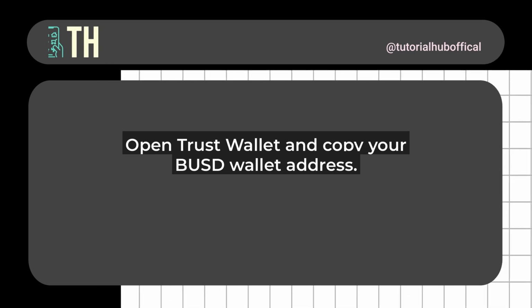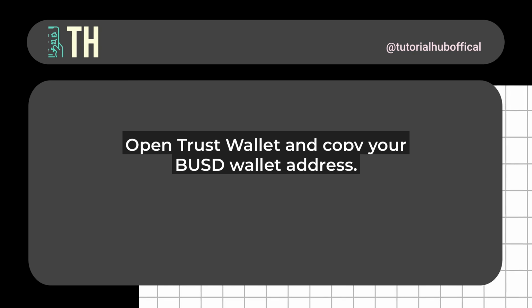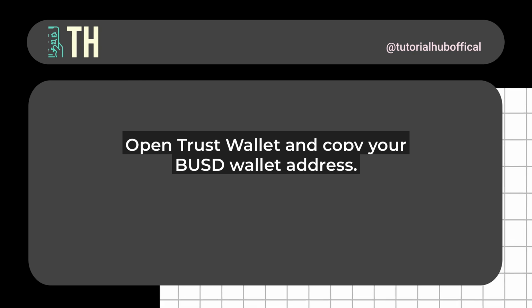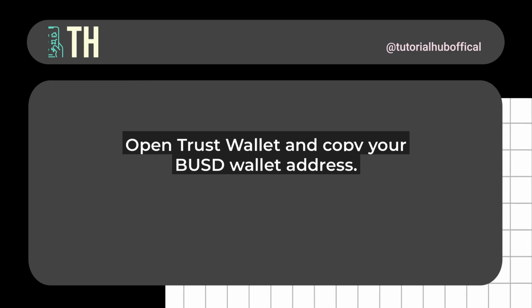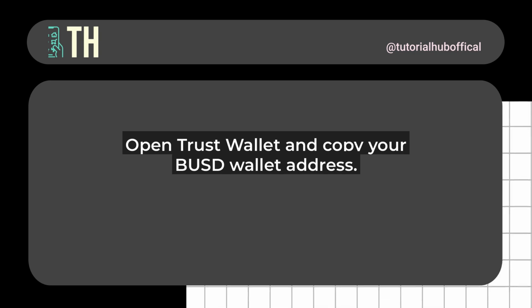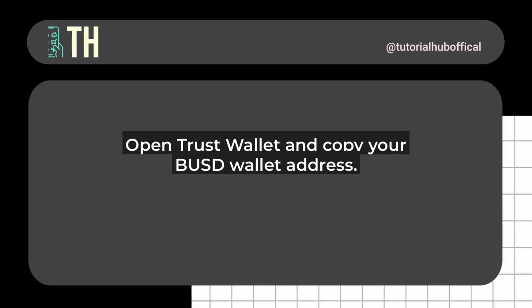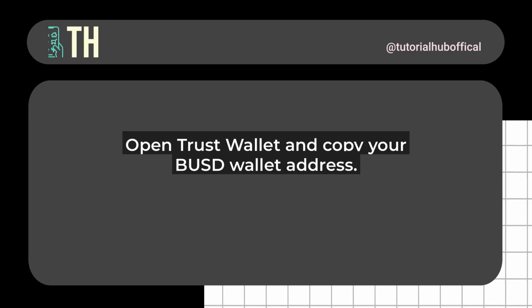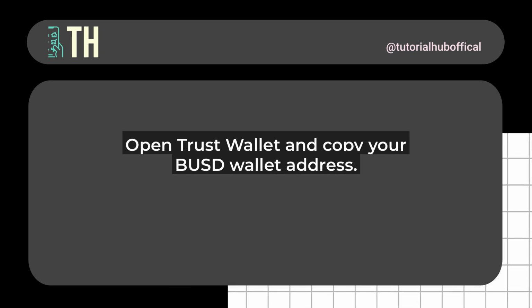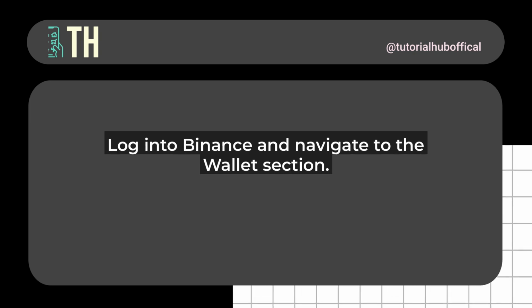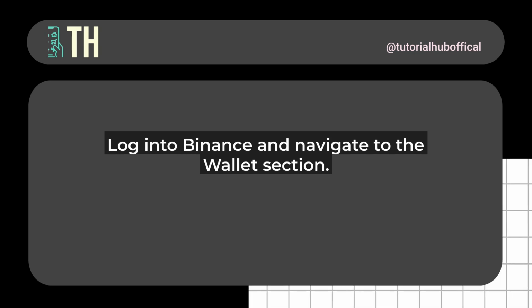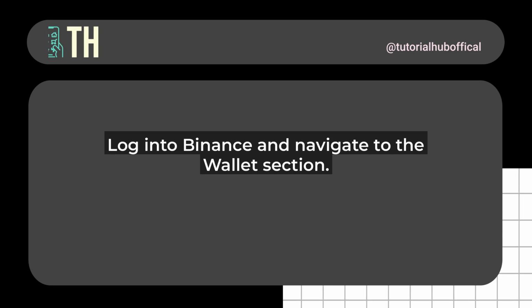Step 1. Open your Trust Wallet app and navigate to the BUSD token. This is usually under the Tokens or Wallets section. Tap on BUSD to view your wallet address. Copy this address carefully. It's a long string of letters and numbers, so double-check to avoid any mistakes. Remember, sending to the wrong address could mean losing your funds forever.